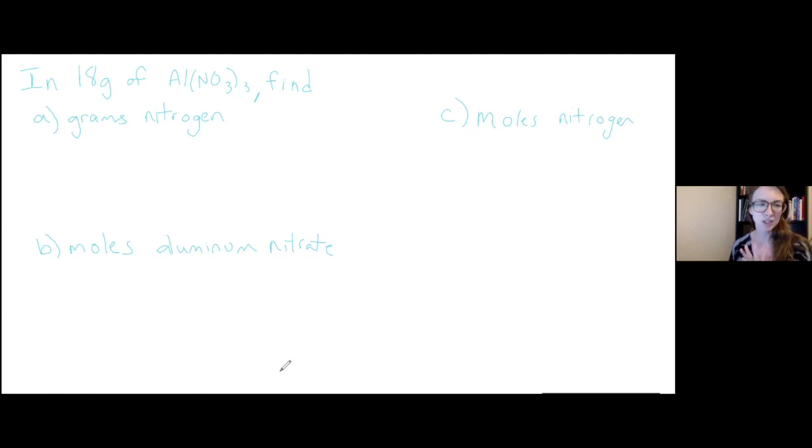Okay, so in this question, we're given 18 grams of aluminum nitrate, and we want to find all of these various things based on that 18 grams. So in part A, what they're asking us to find is grams of nitrogen in this 18-gram sample. So it's like if I had a pile of aluminum nitrate that weighed 18 grams, had a mass of 18 grams. I want to know how much of that 18 grams is because of the nitrogen that is part of this compound. So part of that mass is because of the aluminum, part is because of the nitrogen, part is because of the oxygen.